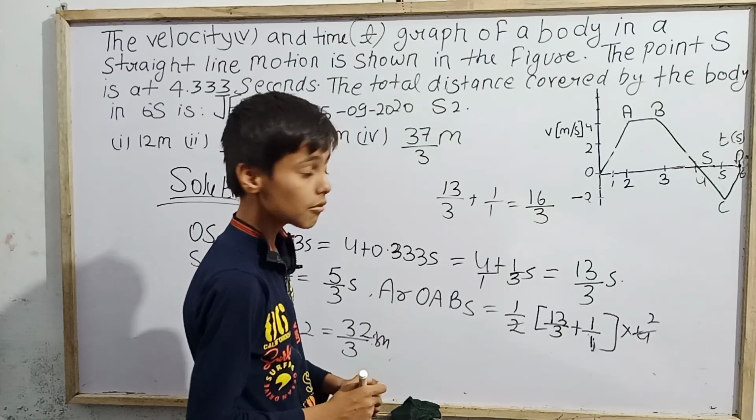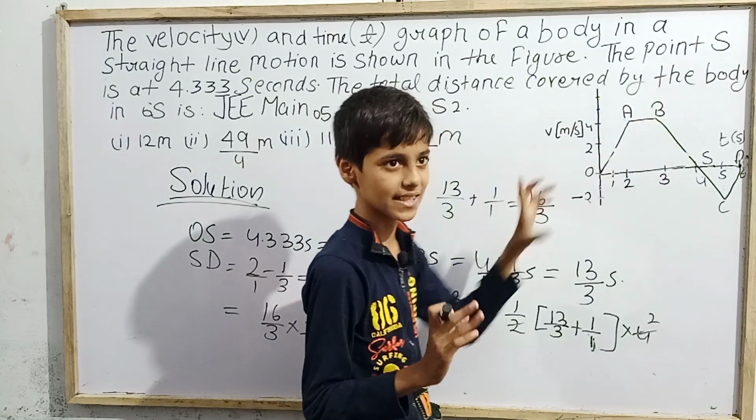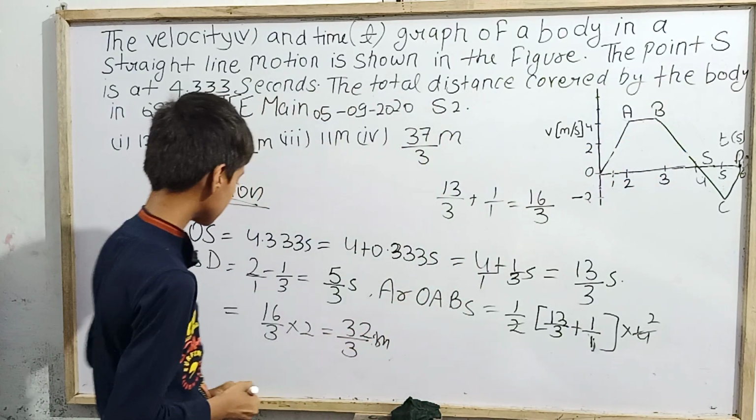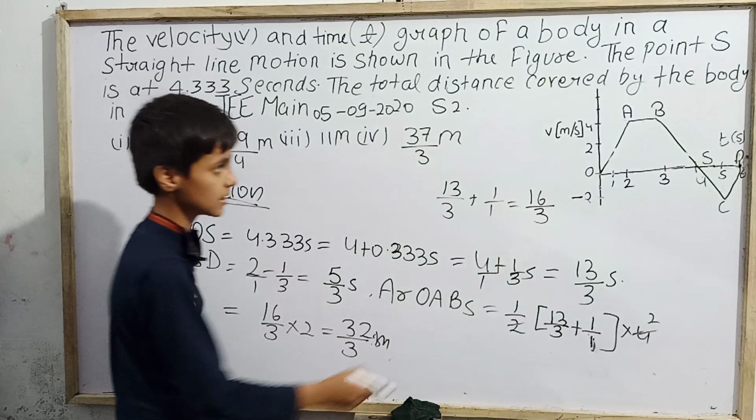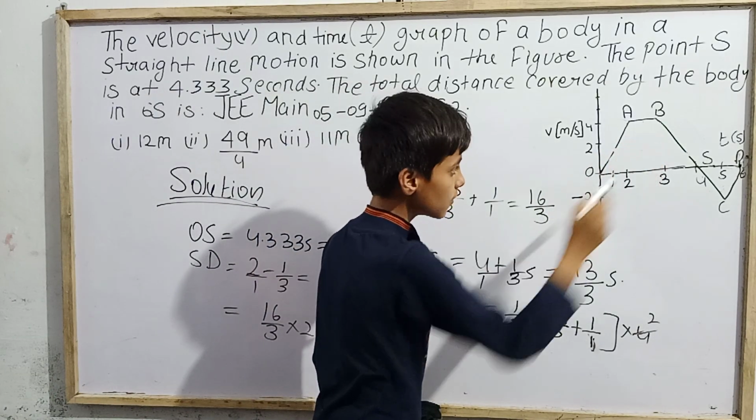It will be meter, not meter square, because the distance unit is meter. So we'll be putting here meter. Now 32 by 3 meters, now this is the area. 32 by 3 meters is the area of this trapezium.